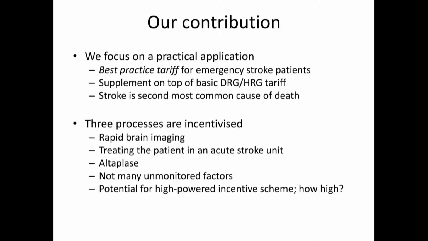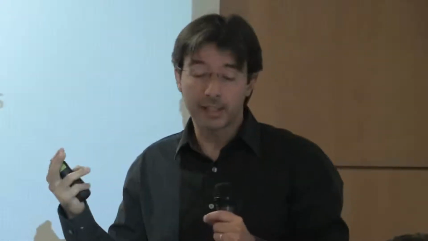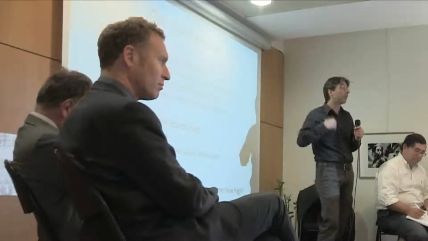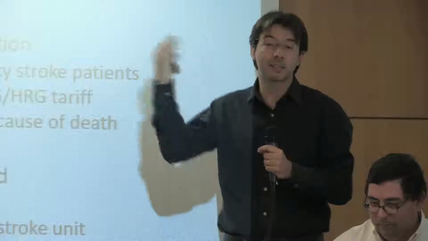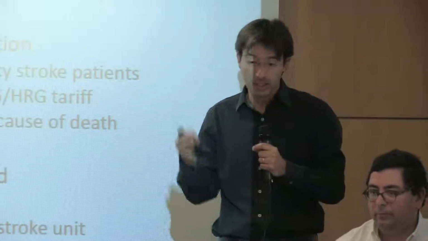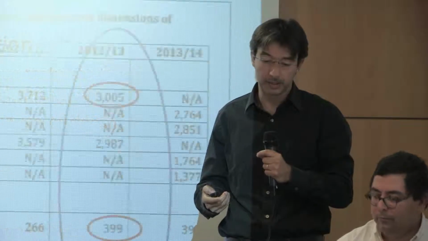There is the usual basic DRG tariff. And then there are three dimensions of care for stroke patients that are incentivized. One is rapid brain imaging. The other is treating the patients in the acute stroke unit. And the other is whether the patient is given alteplase or not. Based on our reading, this example is one where multitasking shouldn't be so much of a problem because basically all the main dimensions of care are covered. So potentially in this example, you could find the highest powered incentive schemes, because by design that should be the case.